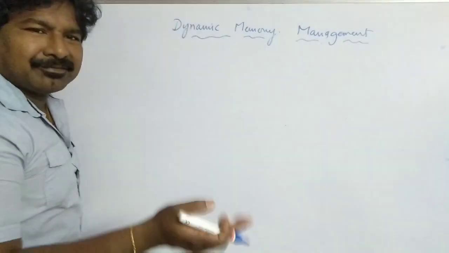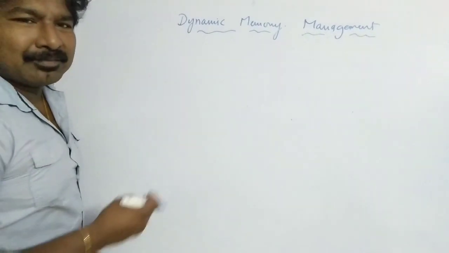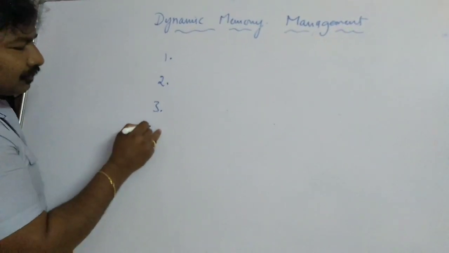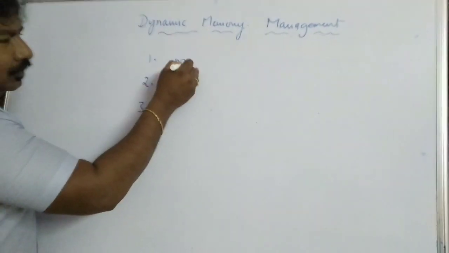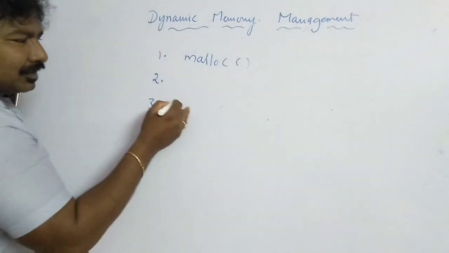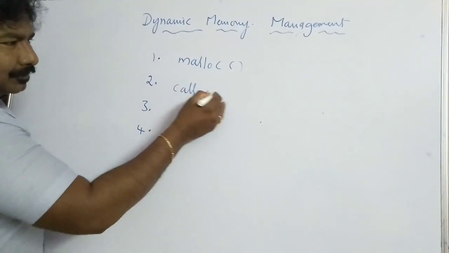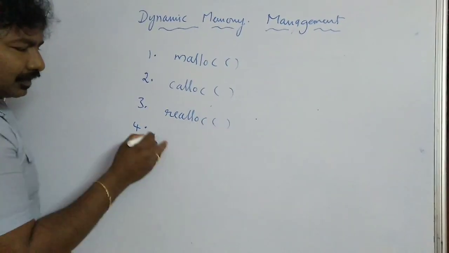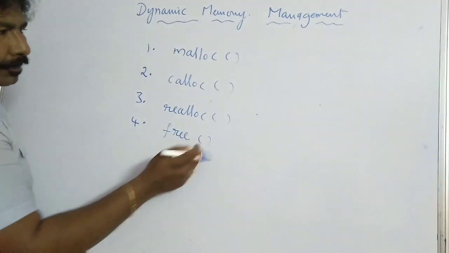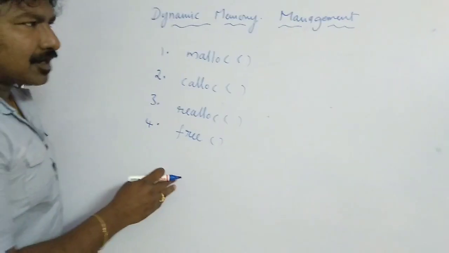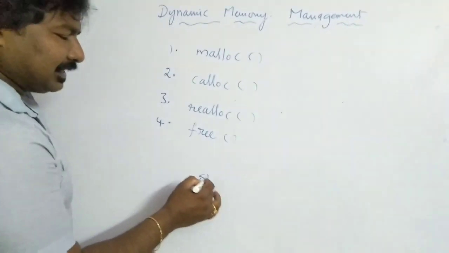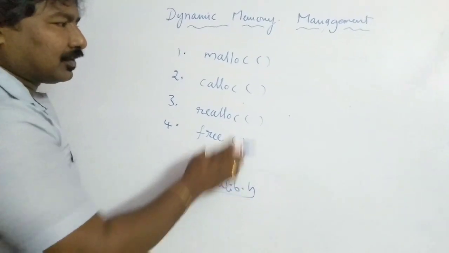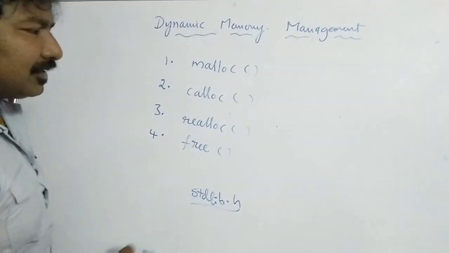What are the predefined functions available in dynamic memory management? There are 4 functions. The first one is malloc, the second one is calloc, the third one is realloc, and the fourth one is free. These are the 4 predefined functions in the header file stdlib.h, which has their definitions and declarations.